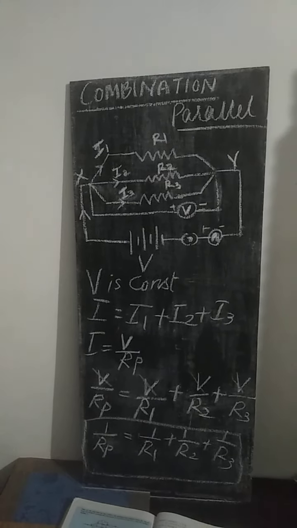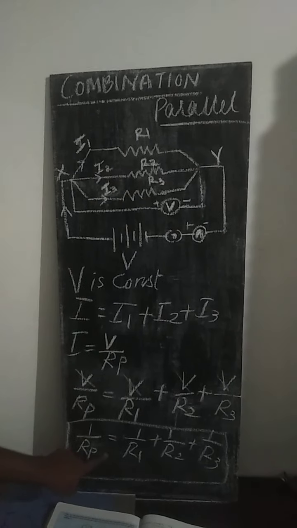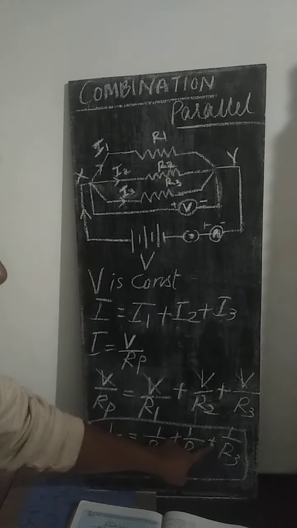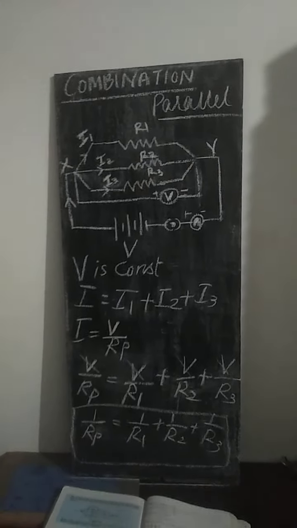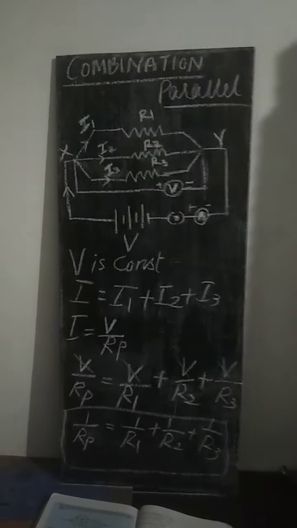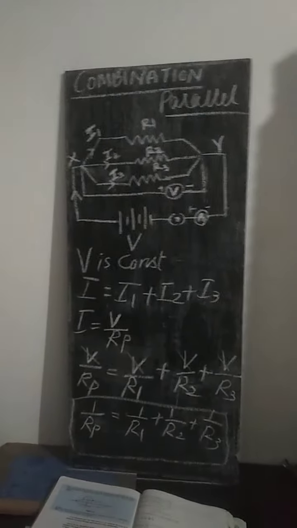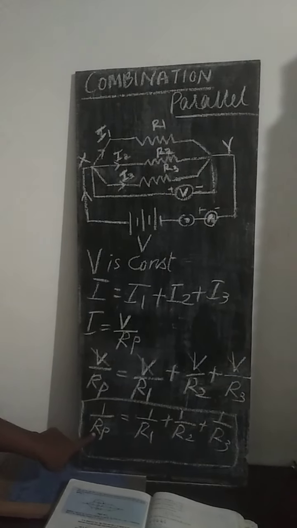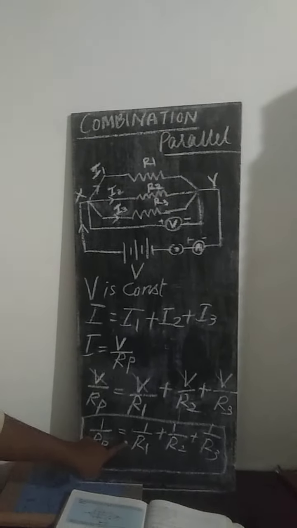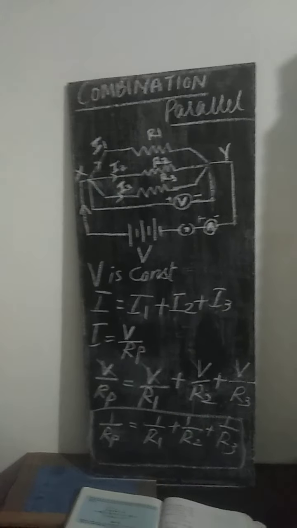And what is the total resistance? Here, the reciprocal of the total resistance is equal to the reciprocal of the first resistance plus the reciprocal of the second resistance plus the reciprocal of the third resistance. If you are given a circuit having 3 different resistors connected in parallel mode, you will get the reciprocal of the total resistance by adding all the reciprocals of the individual resistances connected parallelly.